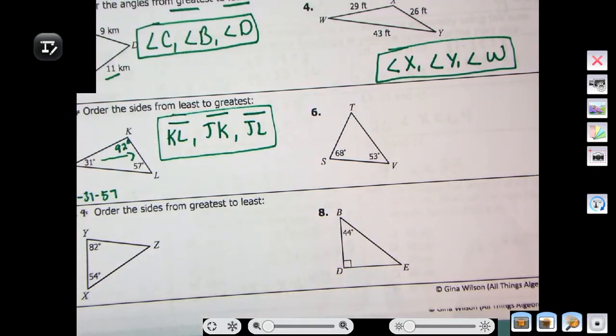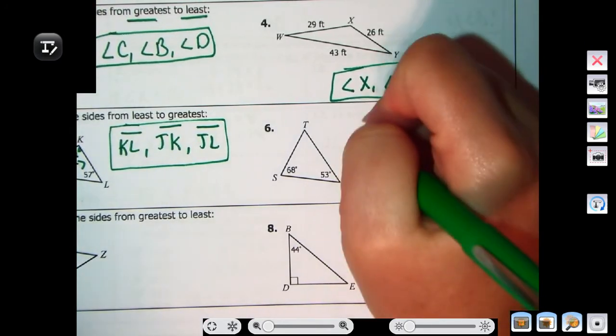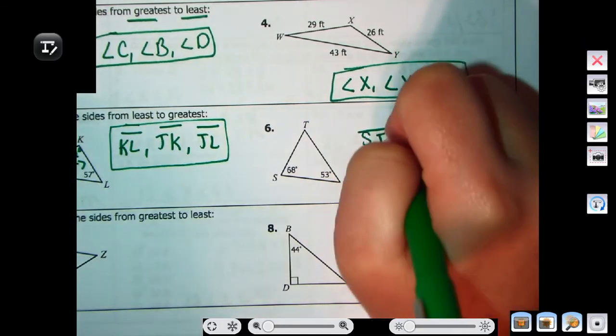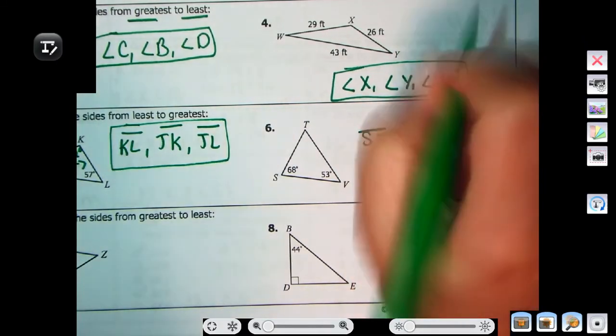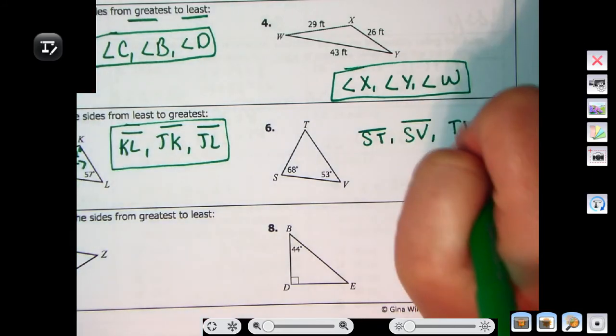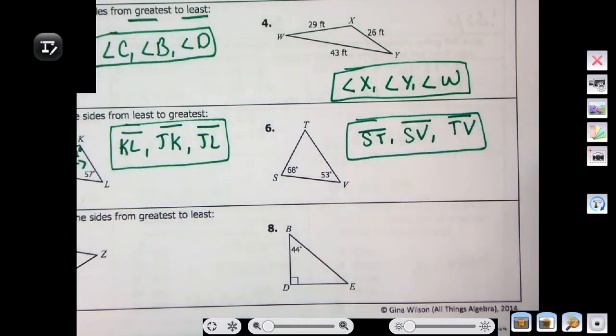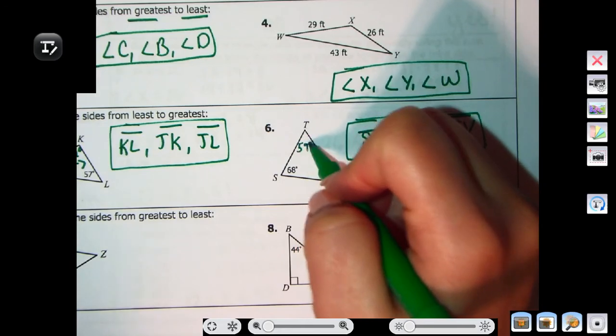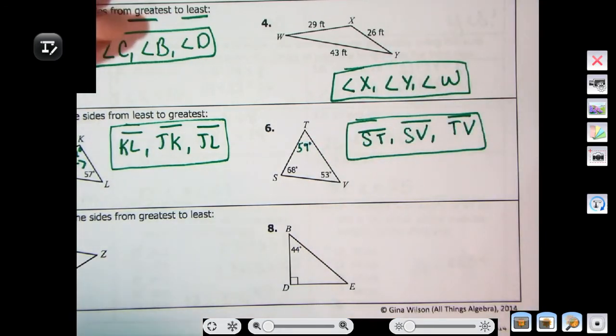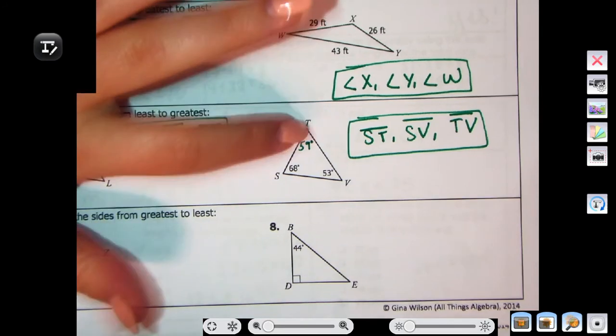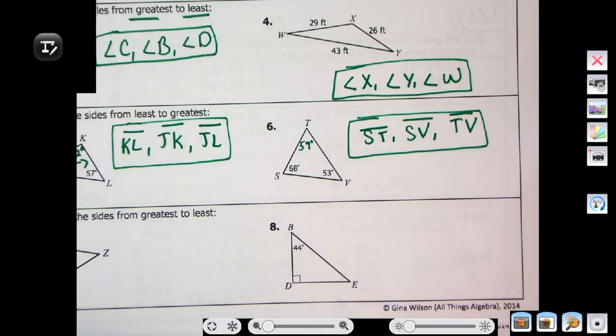So go ahead and try 6. Find that angle first by subtracting from 180. Okay, so you should have gotten this order here, ST, SB, and TV. And this angle here was 59 degrees.